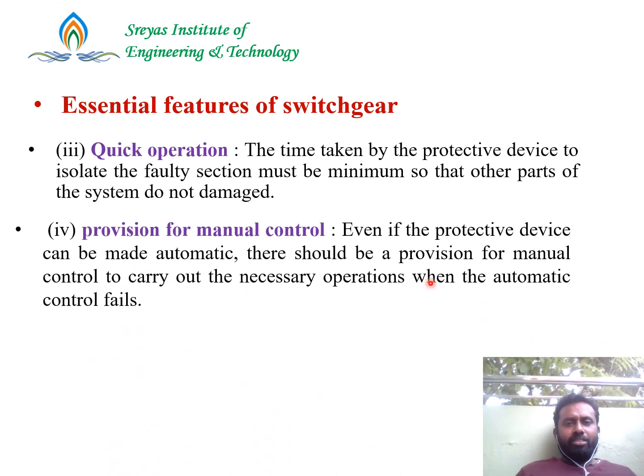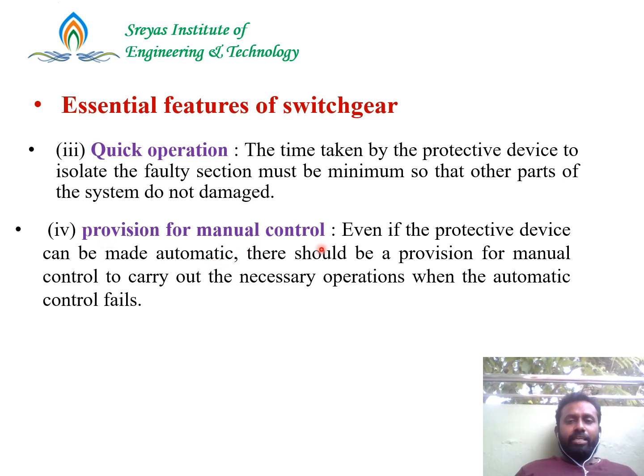Now, essential features of a switchgear. Quick operation. The time taken by the protective devices to isolate the faulty section must be minimum, so that the other parts of the system do not get damaged. If there is any fault on the system, and it takes so much time to isolate that system, then the other parts of the system or the protection devices may get damaged. So it must quickly operate and isolate that particular faulty system from the healthy system.